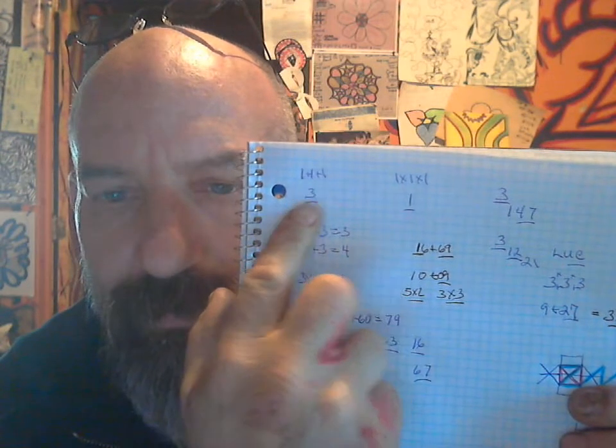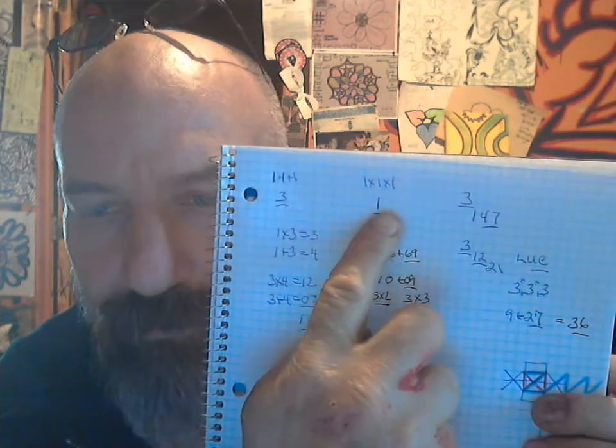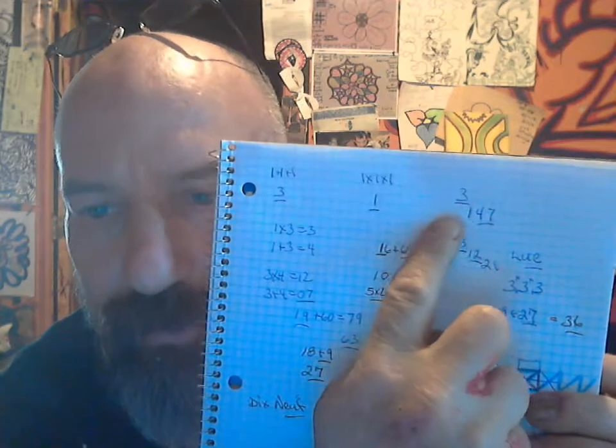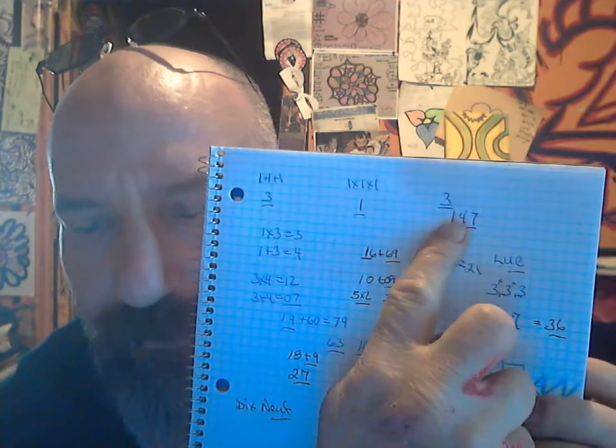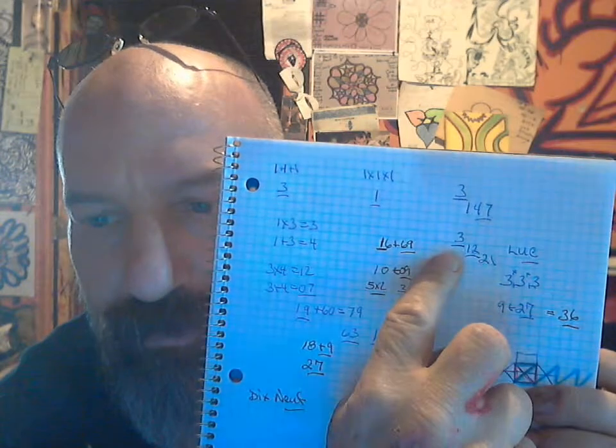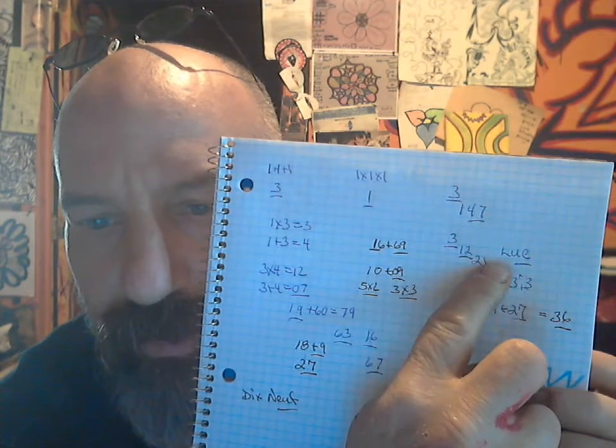1 plus 1 plus 1. 1 times 1 times 1. 3 times 1, 3 times 4, 3 times 7. 3, 12, 21. Luck.